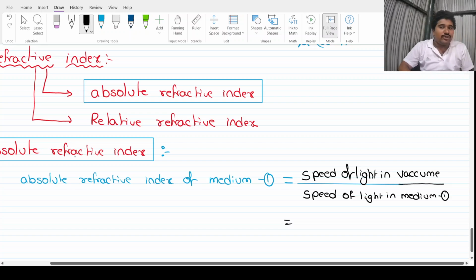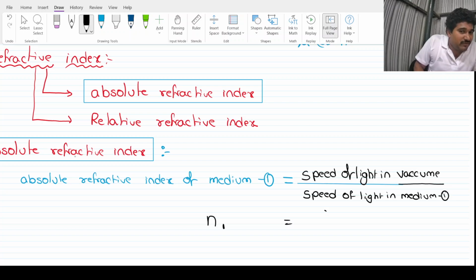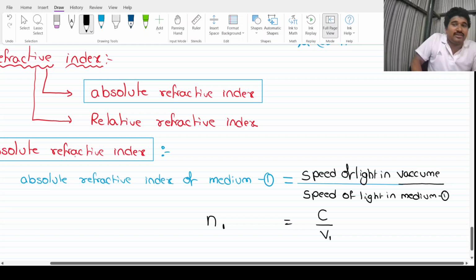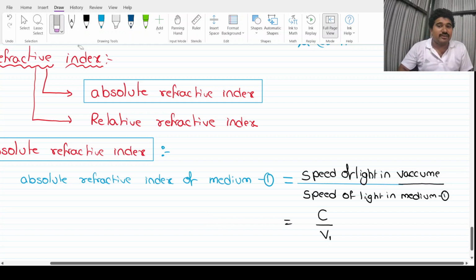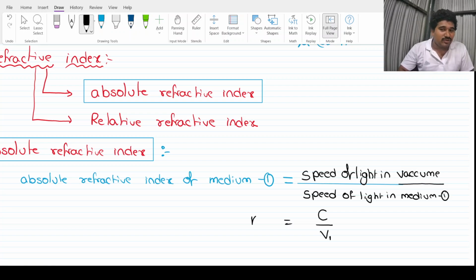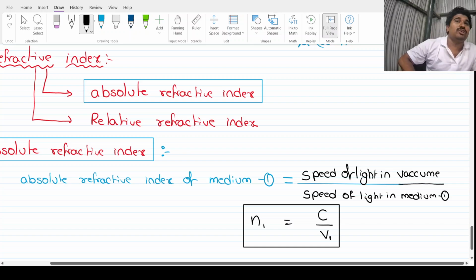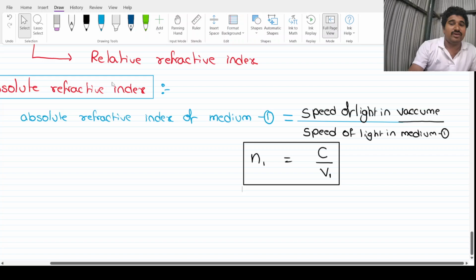See, how do you indicate this? You write n of medium 1, that is n1. n1 is equal to the speed of light in vacuum, c, divided by the speed of light in medium 1, v1. So you get the formula n1 is equal to c by v1.